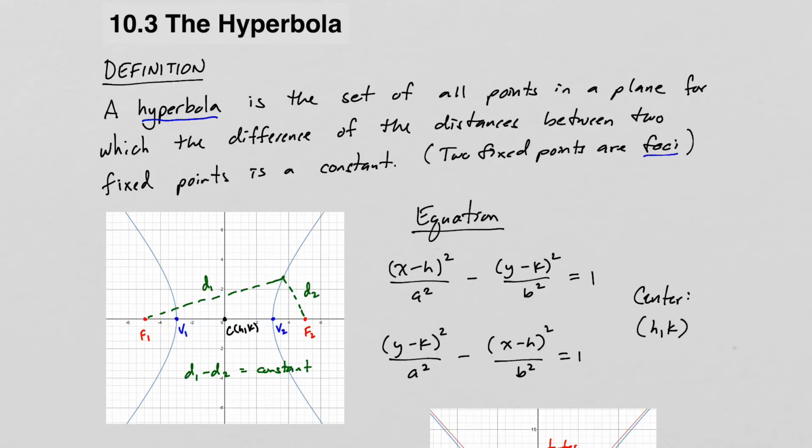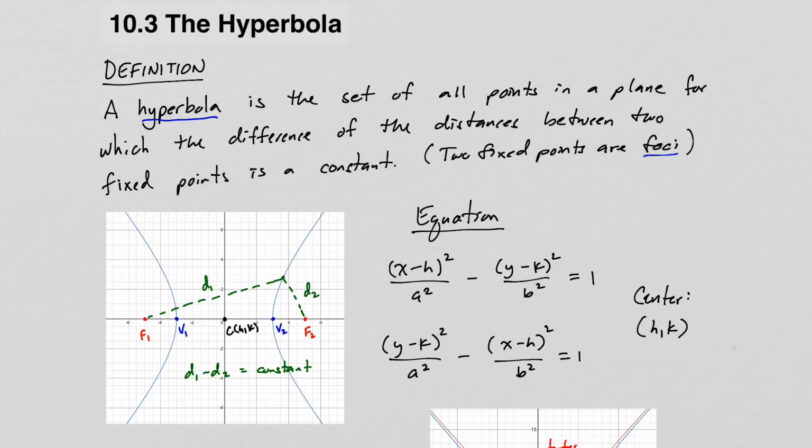All right, finally, we'll look at section 10.3. We're going to talk about a graph called the hyperbola. So we'll start with the definition. A hyperbola is the set of all points in a plane for which the difference of the distances between two fixed points is a constant. And again, those two fixed points are called foci or foci, either way. It's the plural of focus.